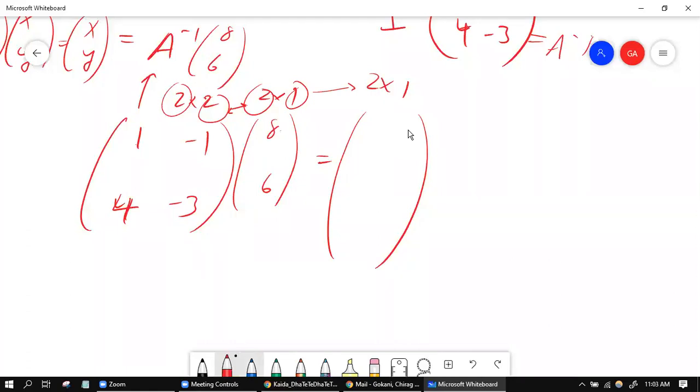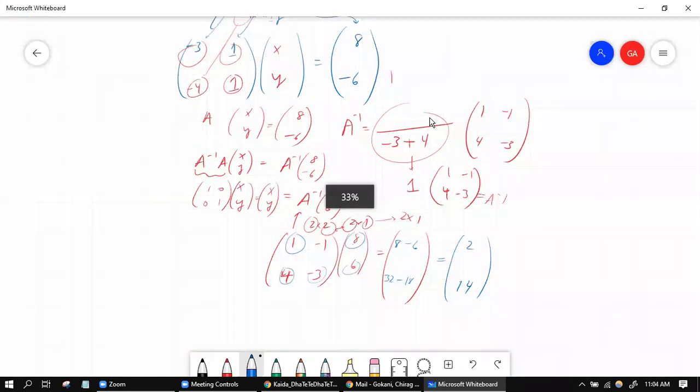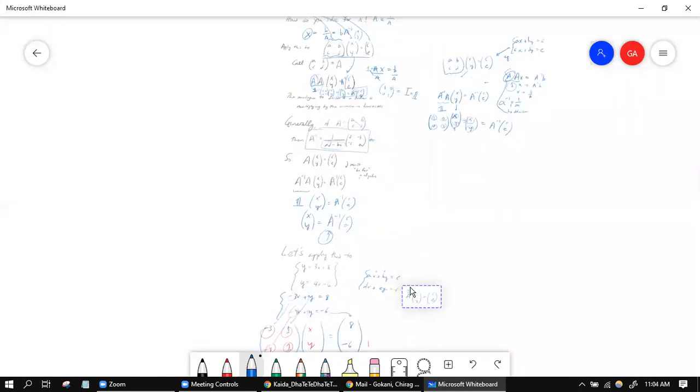1 times 8 plus minus 1 times 6. That's 8 minus 6, 2. 4 times 8, 32, minus 3 times 6, 18. What is this? 14. Okay, we need the right answer. This is the easy part, right? You should all be able to do this. So 2, 14. Let's now see. Did it work?